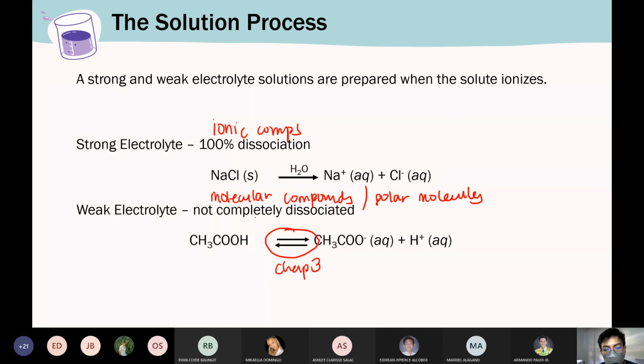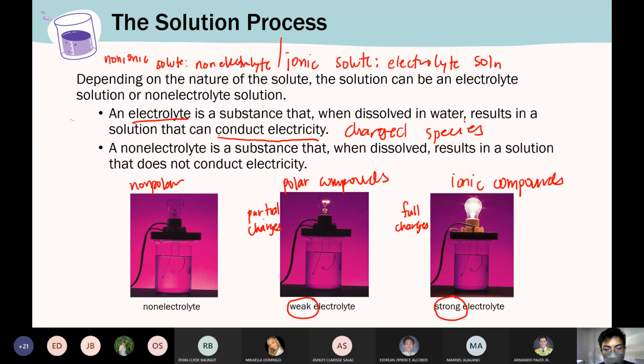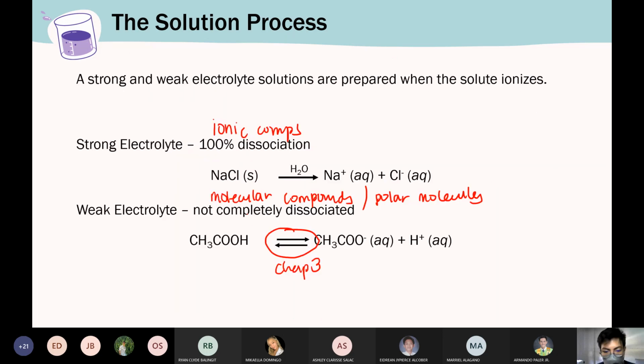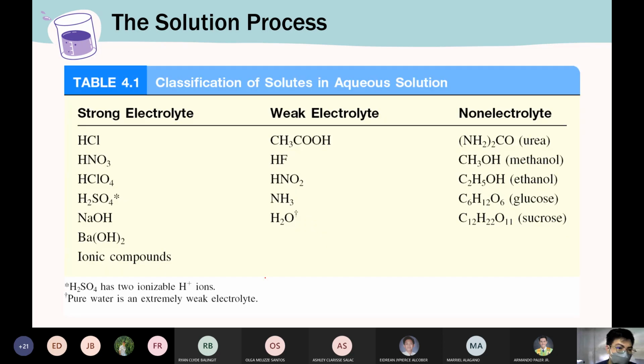Okay? So for weak electrolyte, the ions do not fully dissociate. Meaning, partial lang yung charges talaga, no? Just as what I said, partial charges. Because hindi fully dissociated yung ating mga molecules. Mga partial positive, partial negative lang, okay? So, we will discuss more about this arrow sa chapter 3, okay? So, for now, tignan nyo lang muna siya. Okay? And these are the solutes that can create strong electrolyte, weak electrolyte, and non-electrolyte. Okay?